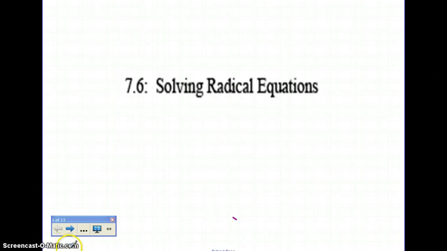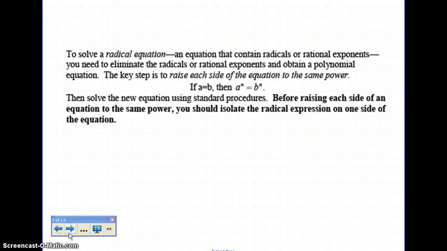Today what we want to do, guys, is look at solving radical equations. A radical equation is an equation that contains a radical or rational exponent. You need to eliminate the radical or rational exponent and obtain a polynomial equation. The key is to raise each side of the equation to the same power.